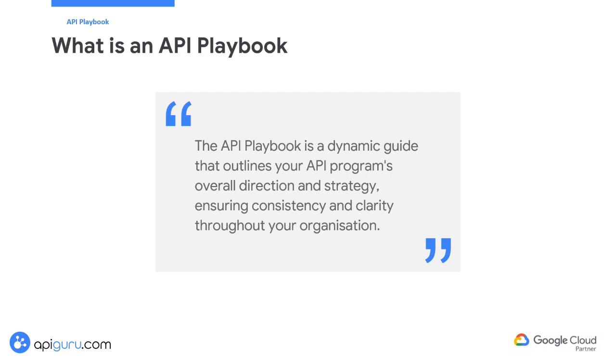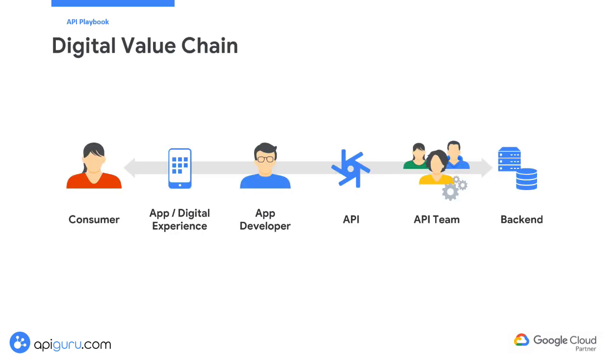The API Playbook is a dynamic guide that outlines your API program's overall direction and strategy, ensuring consistency and clarity throughout your organization. When examining the digital value chain, every component plays a crucial role in the API Playbook. For instance, how will you ensure the security of your APIs? What processes will be established to connect to your backend services? Additionally, how will you engage with your community and customers to guarantee the success of your API program? Addressing these questions, among others, is essential for a comprehensive and effective API strategy.